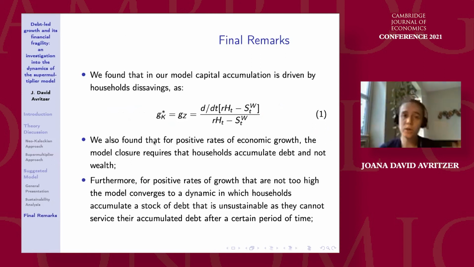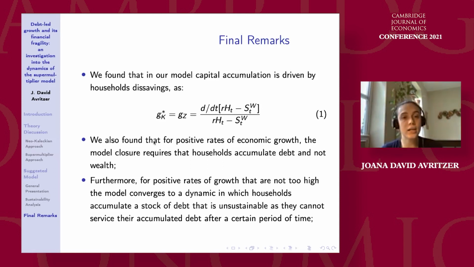So in terms of the results that we have found, first of all, what was already expected in this type of supermultiplier model, the rate of growth of the economy is going to be determined by the rate of growth of the autonomous component of demand, which in our case is basically the rate of growth of the stock of debt if we have a positive rate of growth of the economy, or, if we have a negative one, the accumulated wealth of households. We also find that for positive rates of economic growth, the model usually requires that households accumulate debt and not wealth, otherwise we're going to have a negative rate of growth.